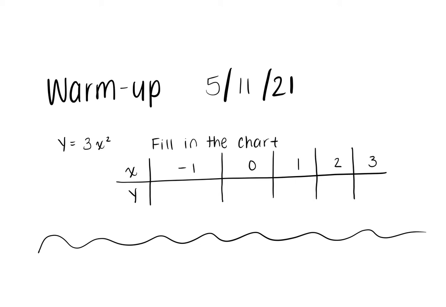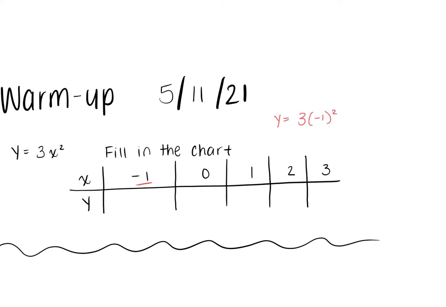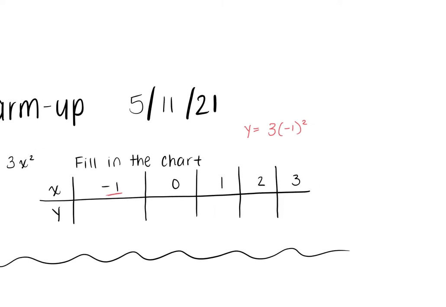Okay? So all we need to do is plug in the value of x into the equation and we will get an answer. When we plug in x equals -1, this first one, what are we going to get? What is 3 times -1 squared? Nicole? 3. Yes, very good. Why is it positive 3?